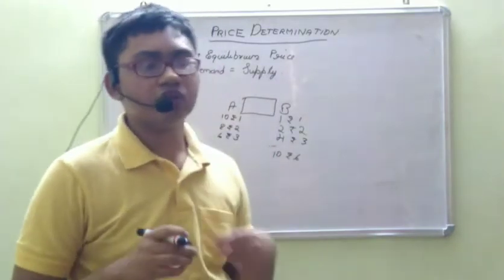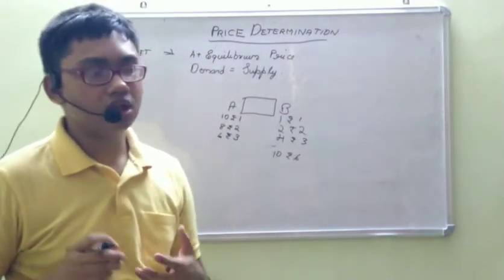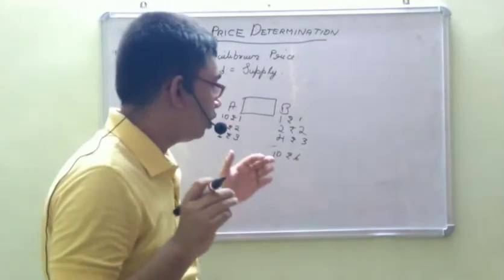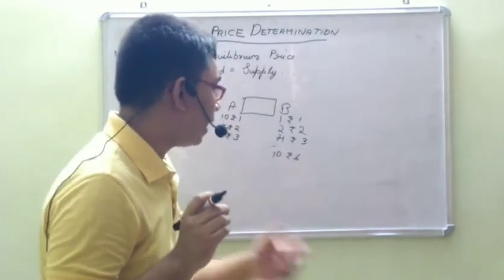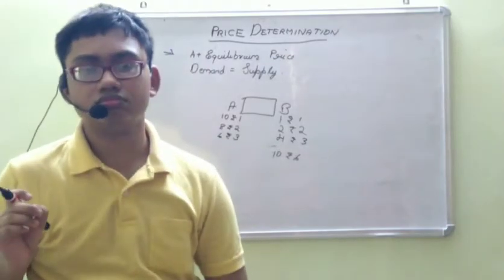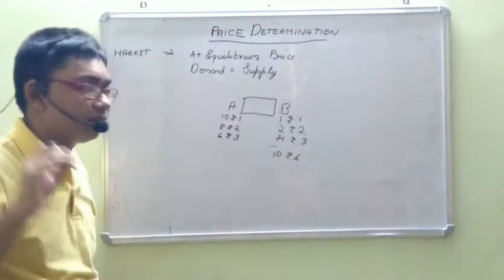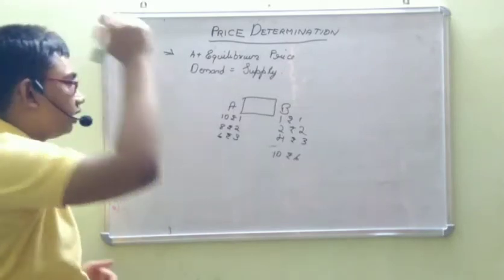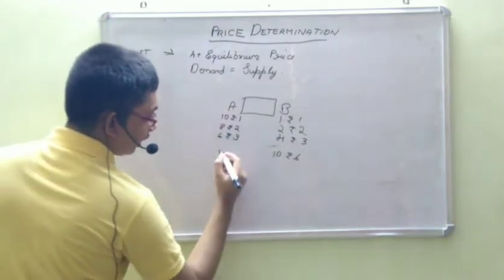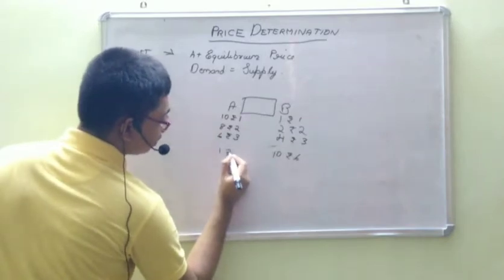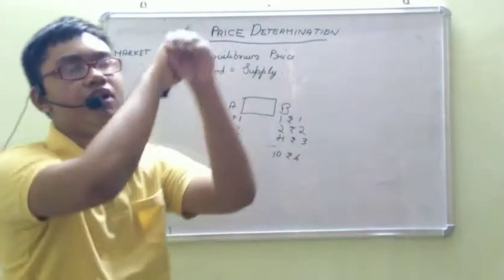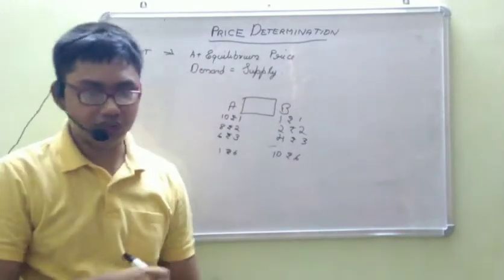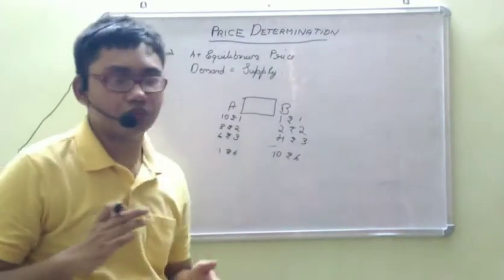So what will happen? The buyer and the seller will negotiate. The seller asked the buyer, how many units will you buy at rupees 6? And the buyer says he will buy 1 unit at rupees 6. Even then, there's a dilemma, a disagreement between them. So, what will happen now?